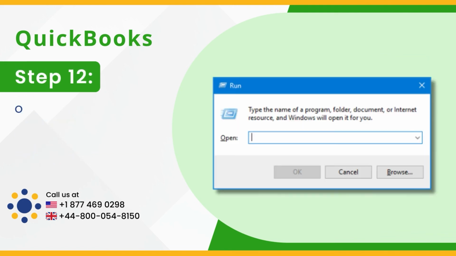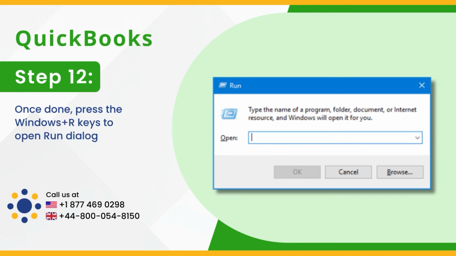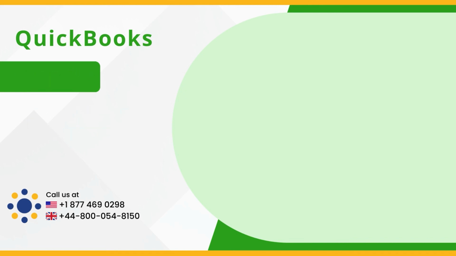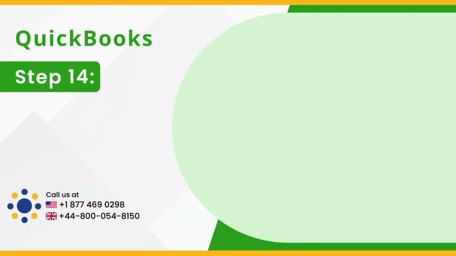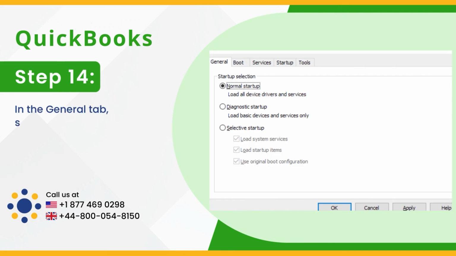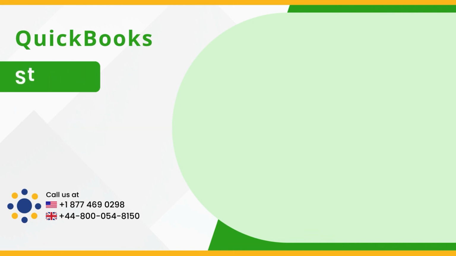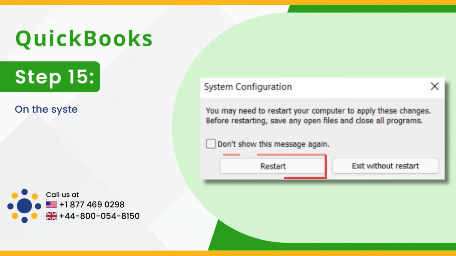Step 12. Once done, press the Windows plus R keys to open the Run dialog box. Step 13. Type in msconfig and then click on OK. Step 14. In the General tab, select Normal Startup and click on OK. Step 15. On the System Configuration window, click on Restart.